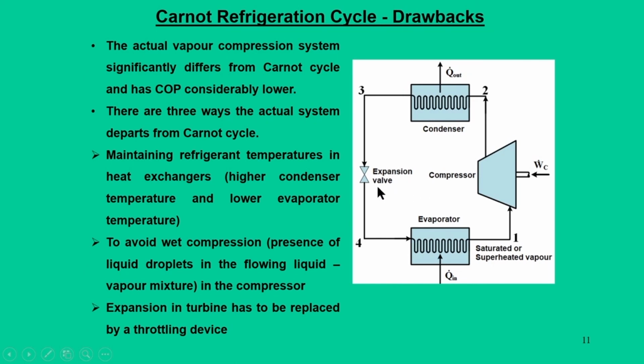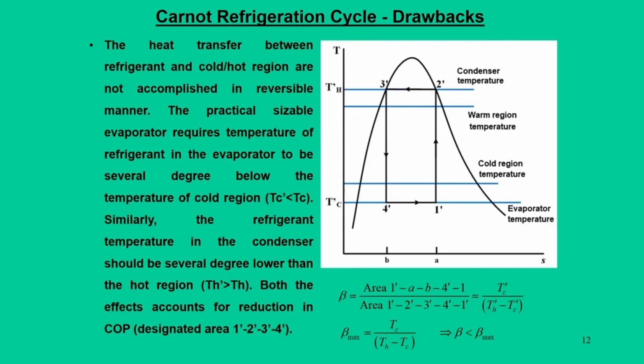So, in this way the components are now changed, and with this change in the components we call this a vapor compression cycle or refrigeration cycle. So now let us go deep into the different drawbacks one by one.